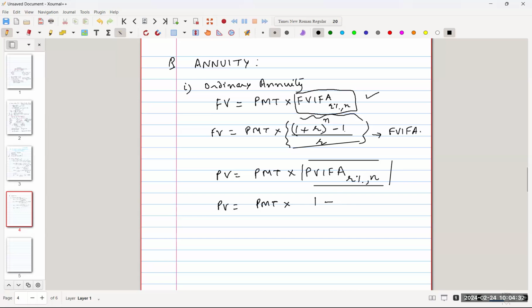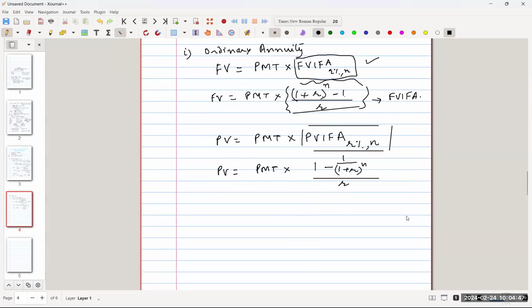Here we wrote 1 plus R to the power of n. Here we will write its reciprocal, 1 over 1 plus R to the power of n, and then divide the whole thing by the rate. So this becomes the present value interest factor of the annuity.